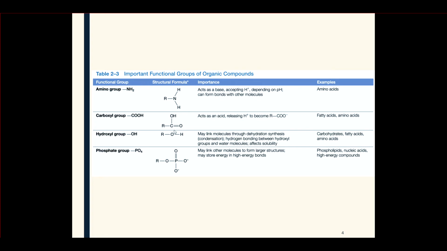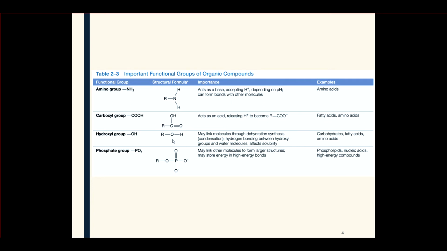So I usually say C double bond O, OH, right? This right here would be the carboxyl group. Then this is the rest of the molecule, the rest of whatever the structure is, fatty acid or amino acid, that type of thing. So that's where we find them, fatty acids and amino acids.